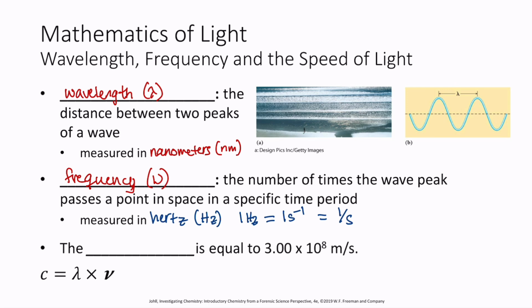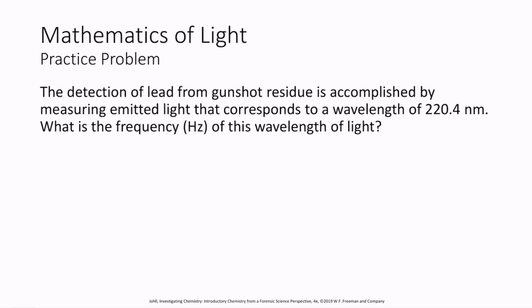Now, the speed of light, how quickly light moves, is equal to 3 times 10 to the 8 meters per second. So we can make a relationship between the speed of light and the wavelength and frequency of light. And that is c, the speed of light, is equal to the wavelength times the frequency.